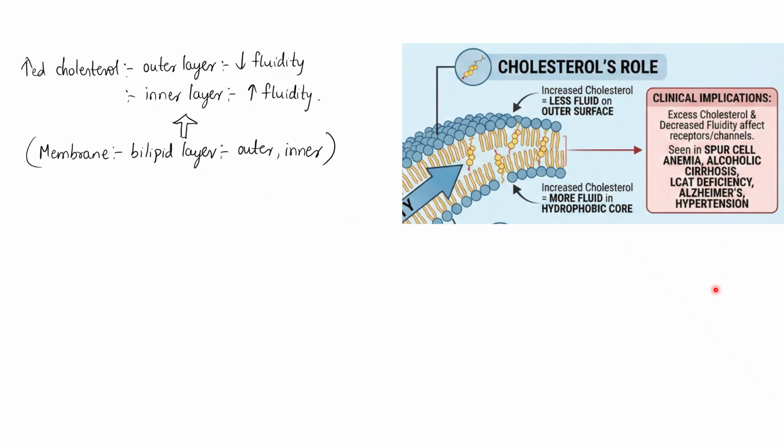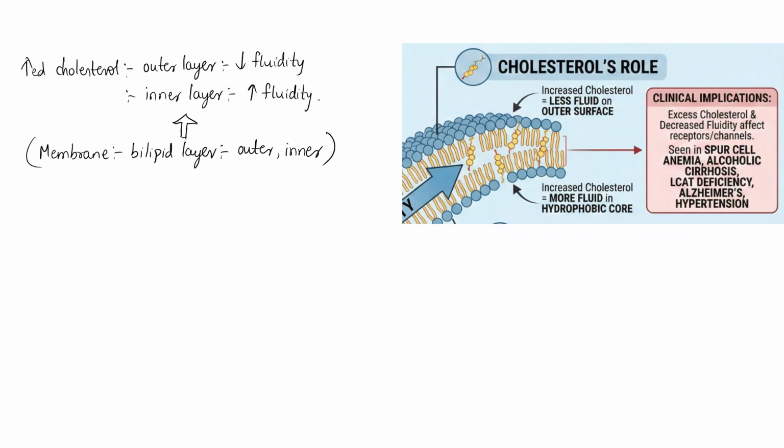And these cholesterol levels are implicated in certain diseases like spur cell anemia, alcoholic cirrhosis, LCAT deficiency, Alzheimer's, and hypertension. In all these cases there will be excess cholesterol and decreased fluidity. Because of that, the receptors and channels become non-responsive, so the cell will not take any action. No signal transduction will happen because the receptors are not functioning.